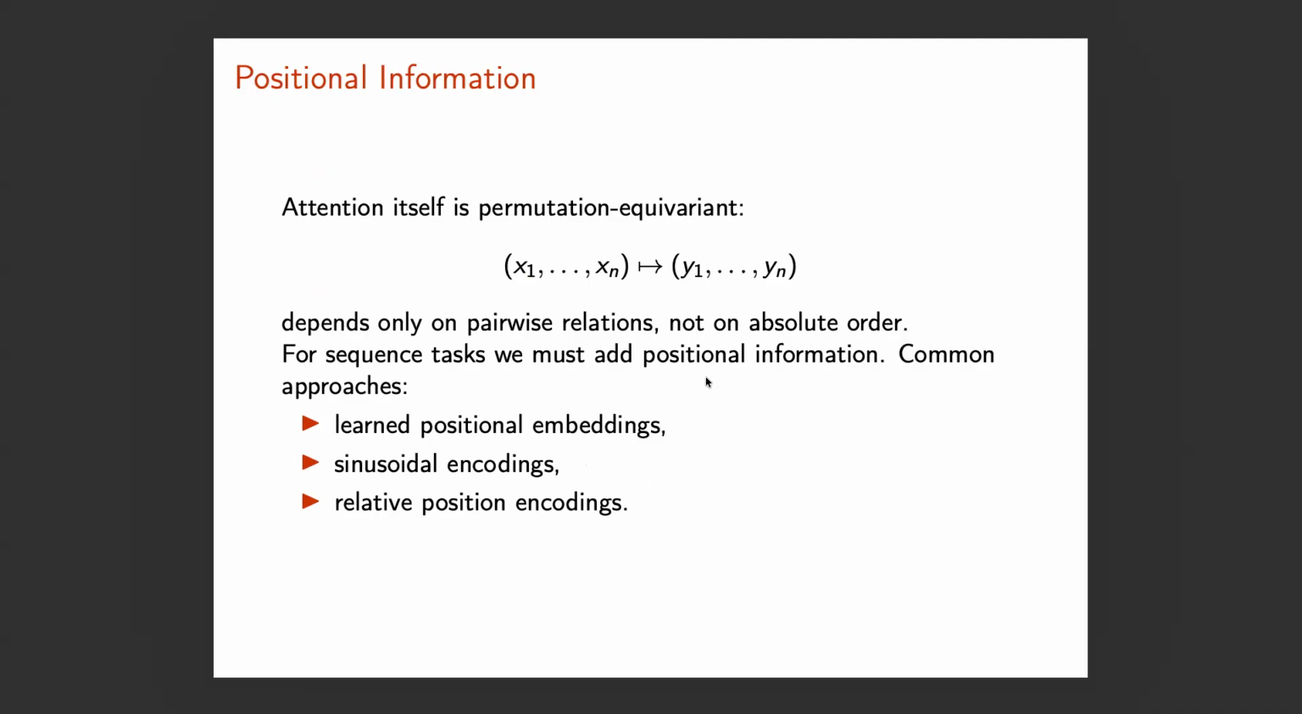And for sequence tasks, we also typically add positional information. Common approaches are some specific encoding. You can encode the relative positions, the distance between two, you can encode absolute positions, et cetera.